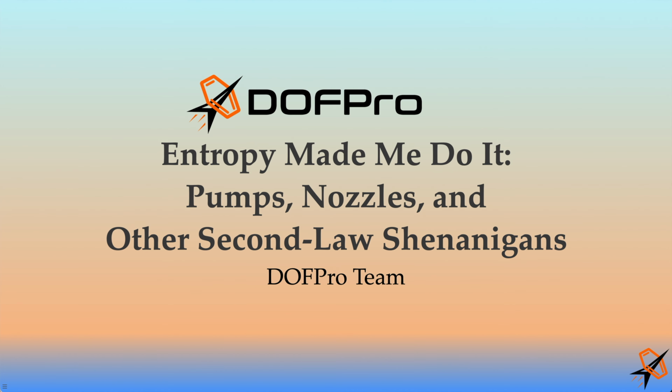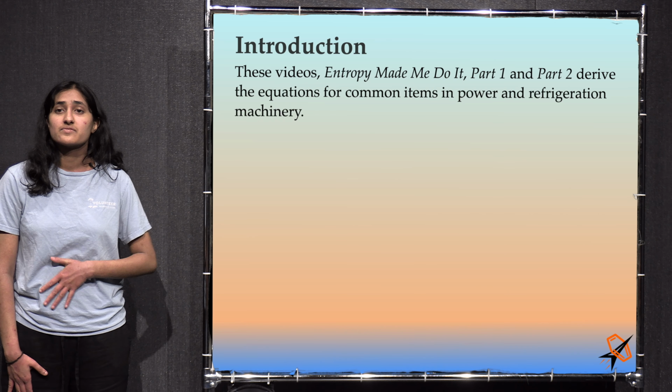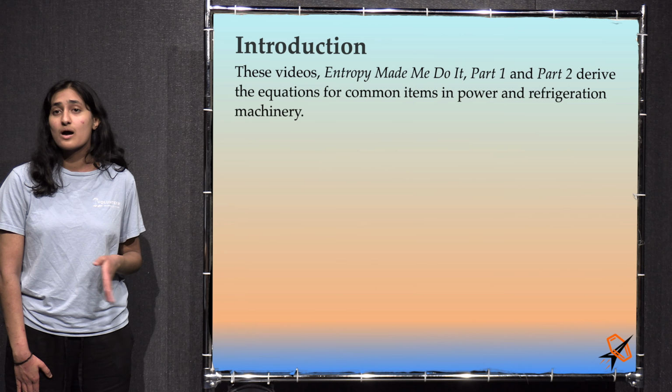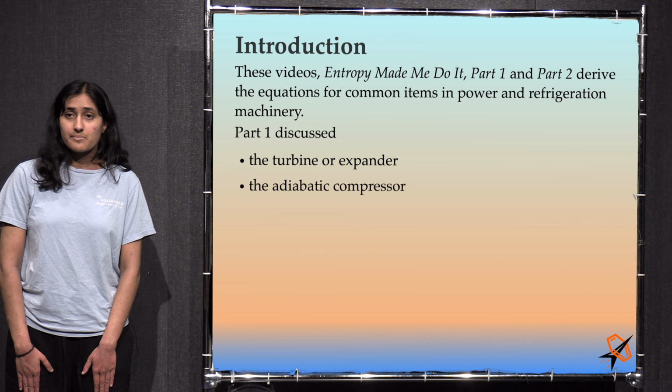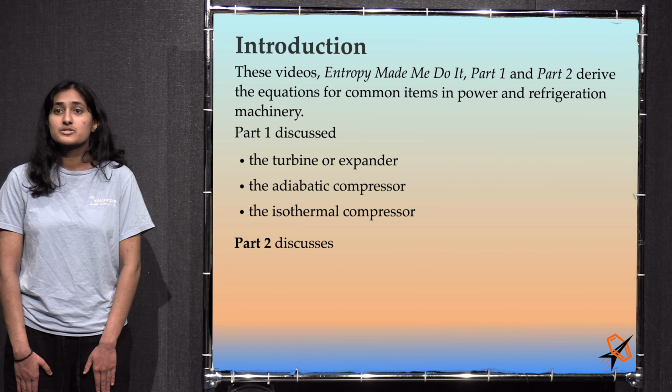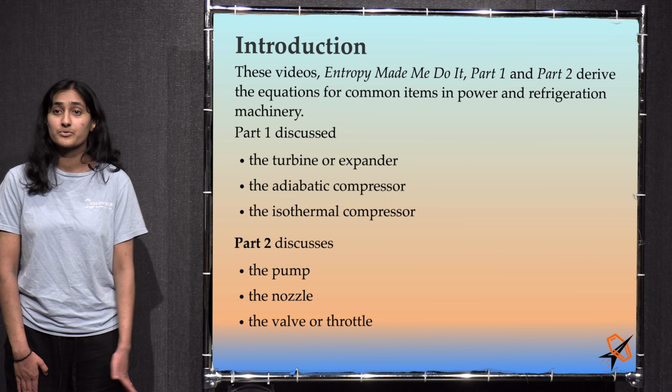These videos, Entropy Made Me Do It, Second Law Shenanigans, Part 1 and Part 2, derive the equations for the application of the second law of thermodynamics to common items in power and refrigeration machinery. Part 1 discusses the turbine or the expander, the adiabatic compressor, and the isothermal compressor. Part 2 discusses the pump, the nozzle, and the valve or throttle.